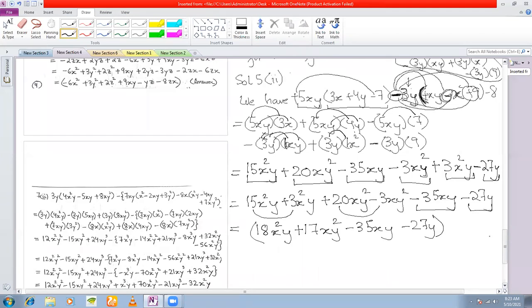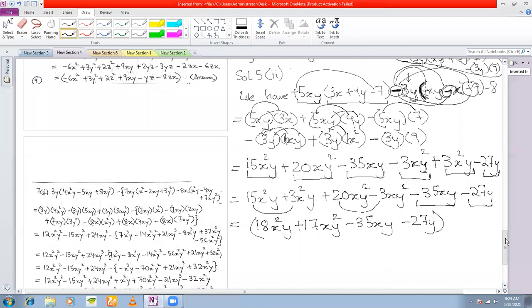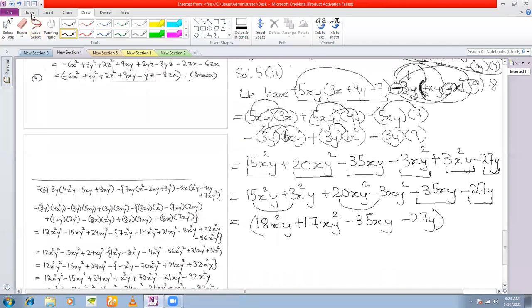Suppose there is 15x square y plus 3x square y. The answer is 18x square y. We will not write x cube plus y square. Where does x cube come from? x square plus x square? Oh, x to the power of 4? No, we are adding these two. We are not multiplying. There's an addition.